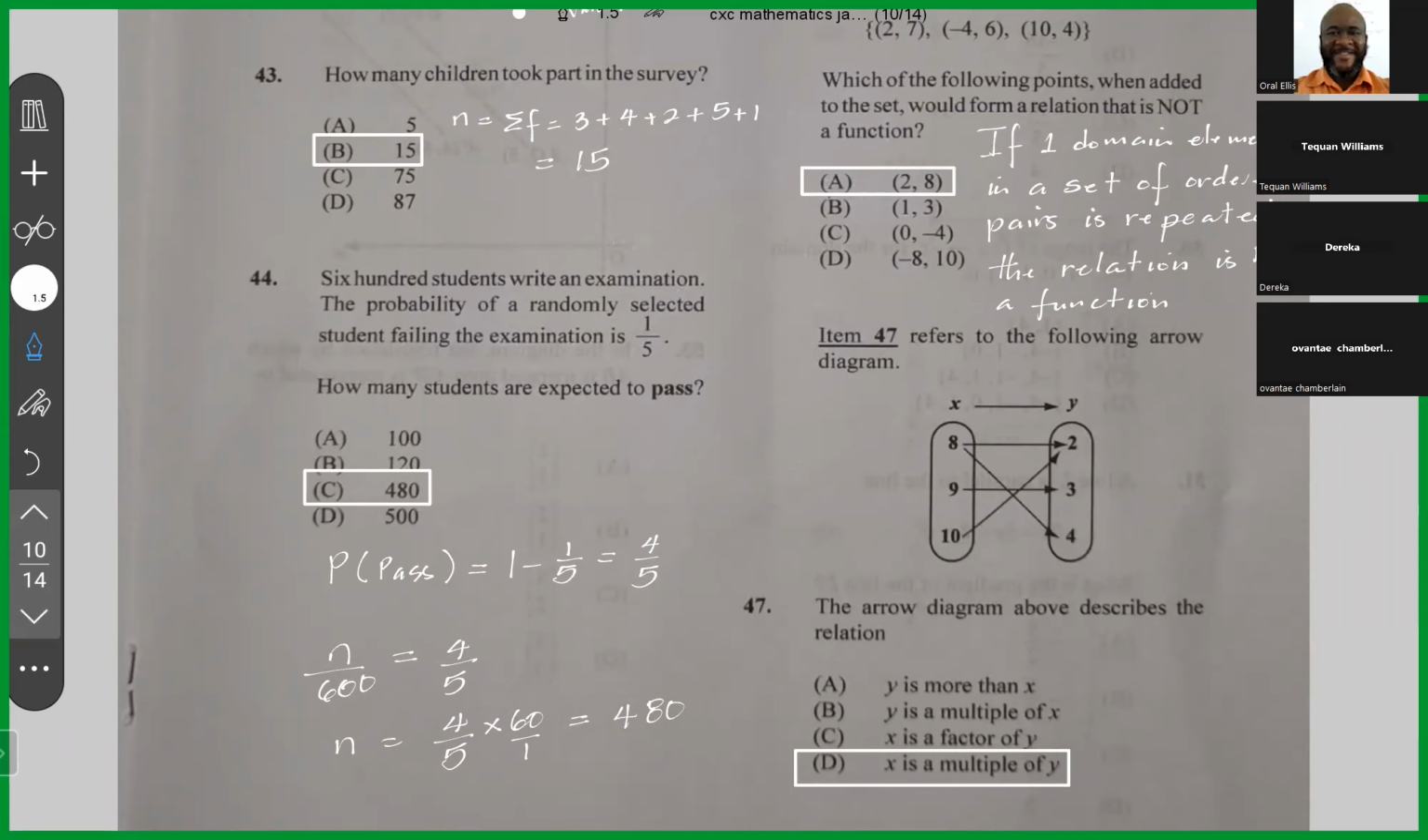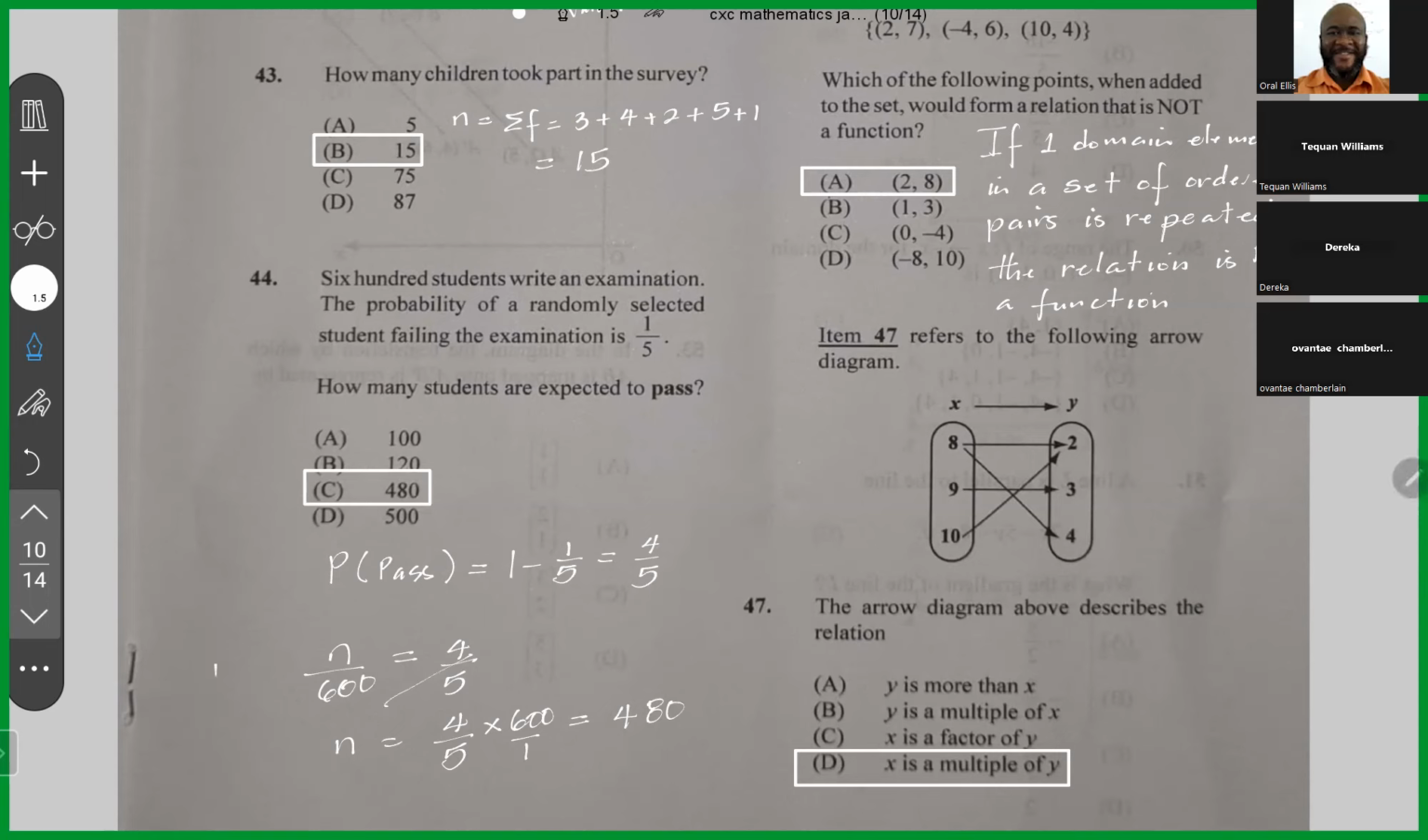Now, probability is the total number of students who pass, which I don't know, n, over the total number of students, which is 600, is equal to the probability of passing, which is what? 4 over what? 5. This should be your cross multiply or your half cross multiply, and you get 4/5 of 600, which is 480. That's a question you can look over again.